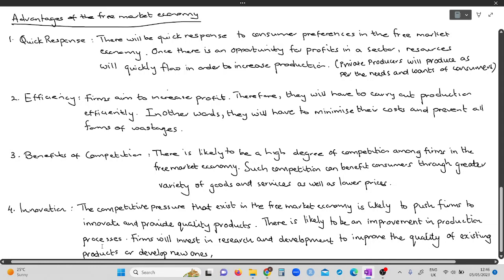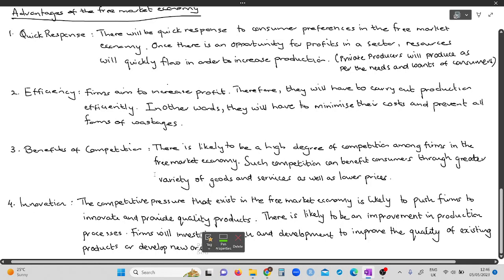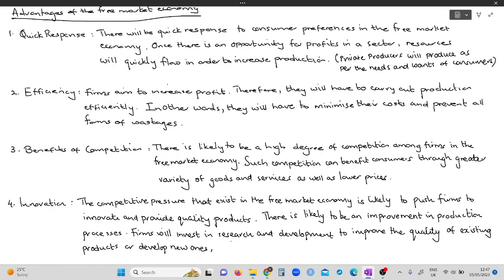Of course, that could improve the system. Firms will invest in R&D, research and development, to improve the quality of existing products or even develop new products. Okay? So, number 3 with number 4. It is more due to the competition, which encourages firms to provide better quality, greater quantity, and also innovation, etc.